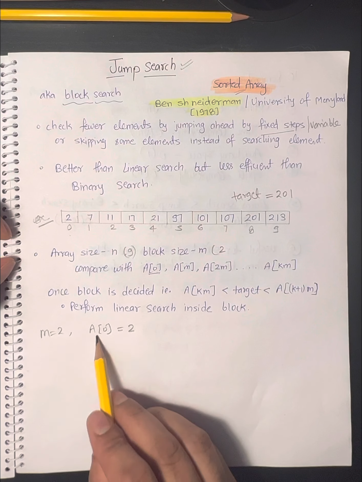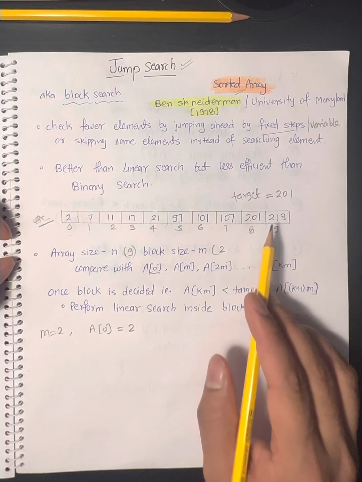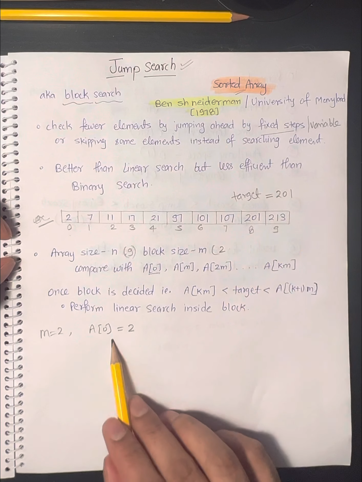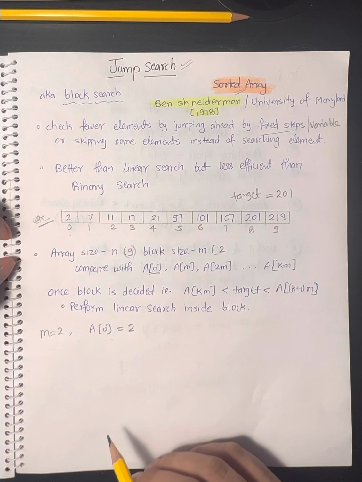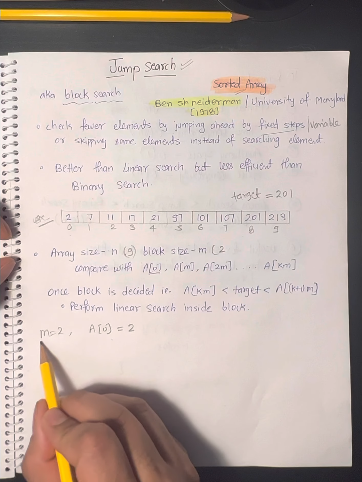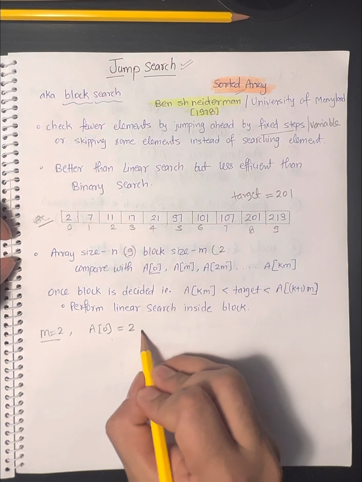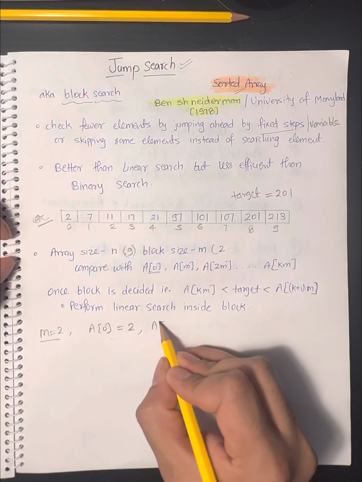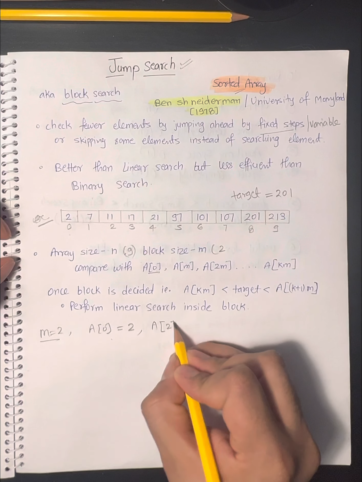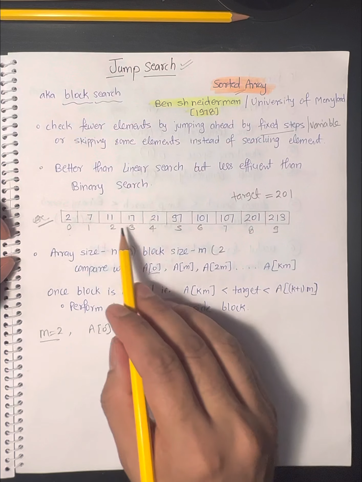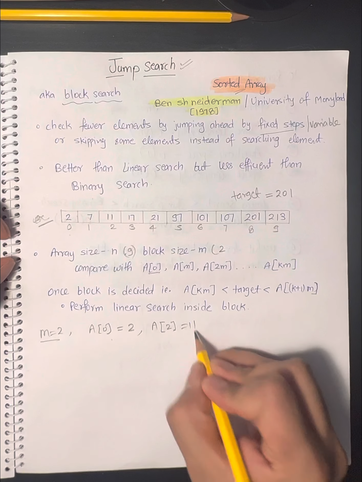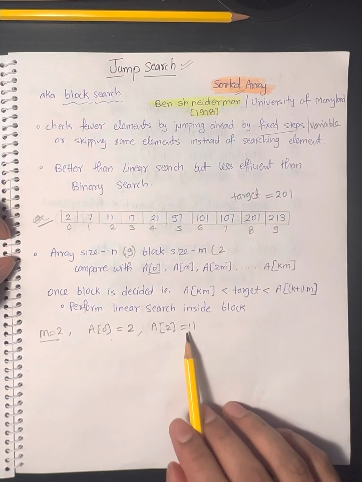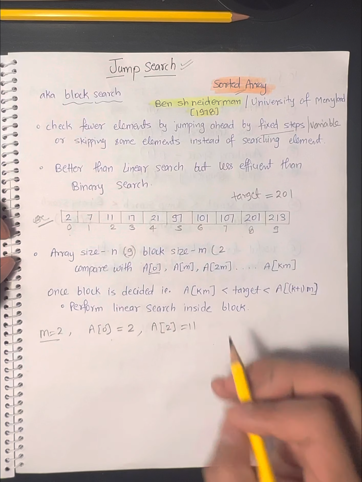So first it will check a[0], which is 2. Okay, 2 is less than 201, so we move ahead. Where do we go? As we have used block size 2, we add 2, so we go to a[2]. a[2] is 11. Is 11 equal to 201 or less than? It is less than 201. Okay, we'll move to the next block.